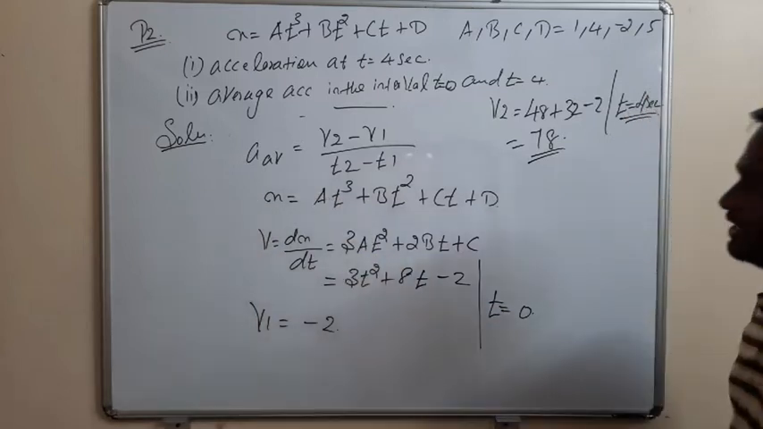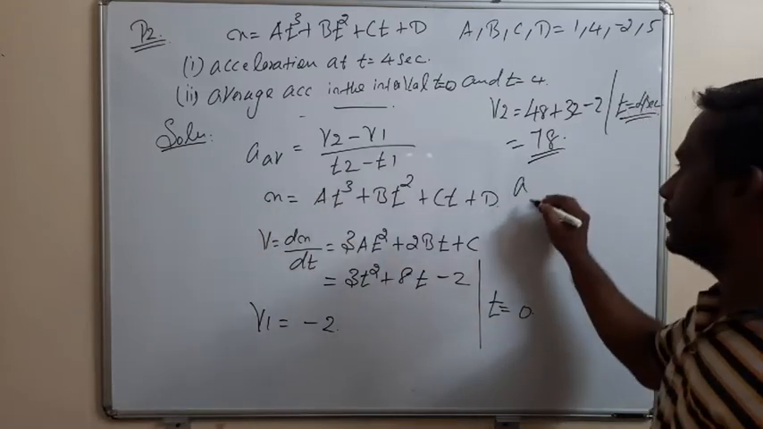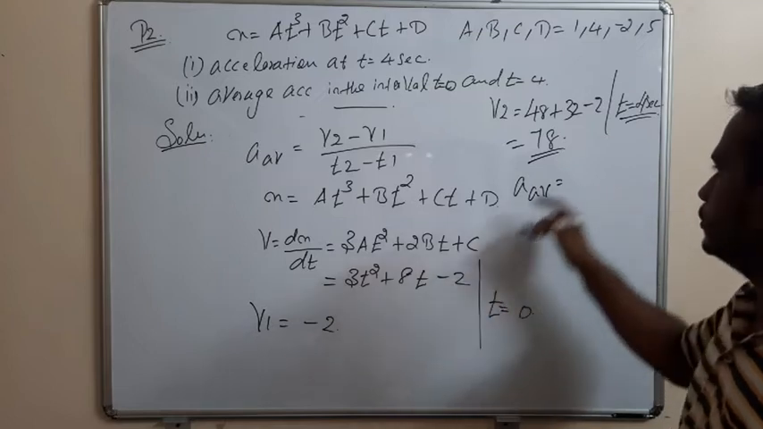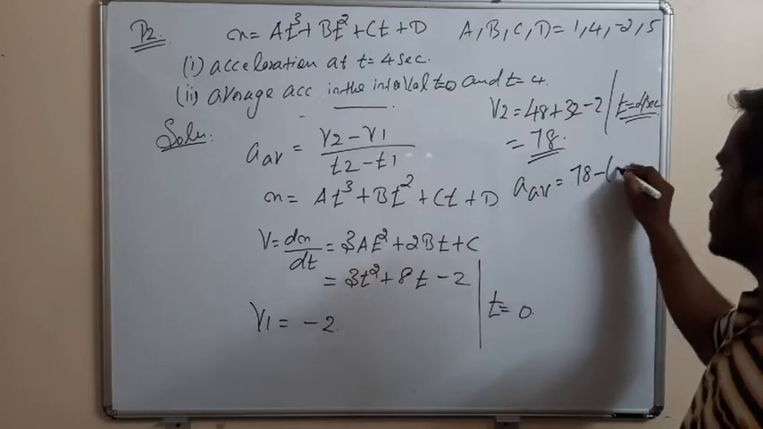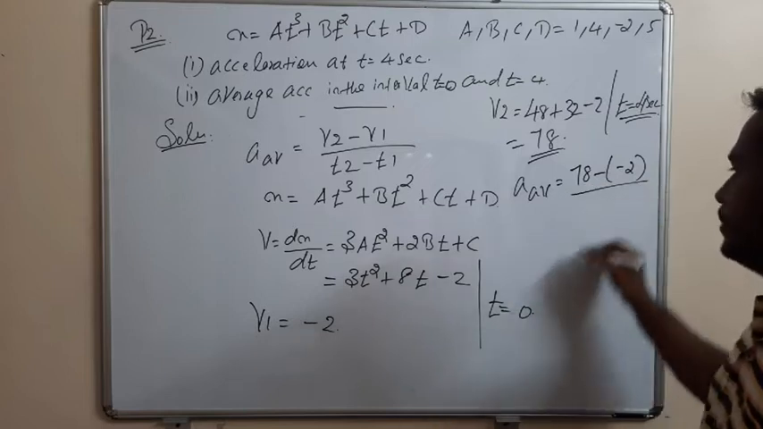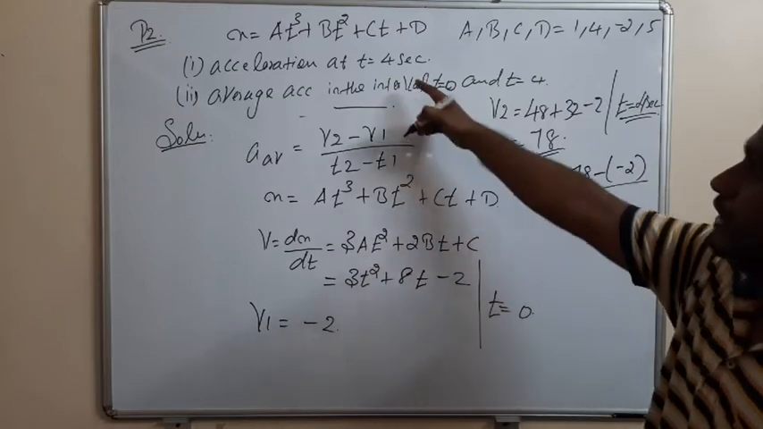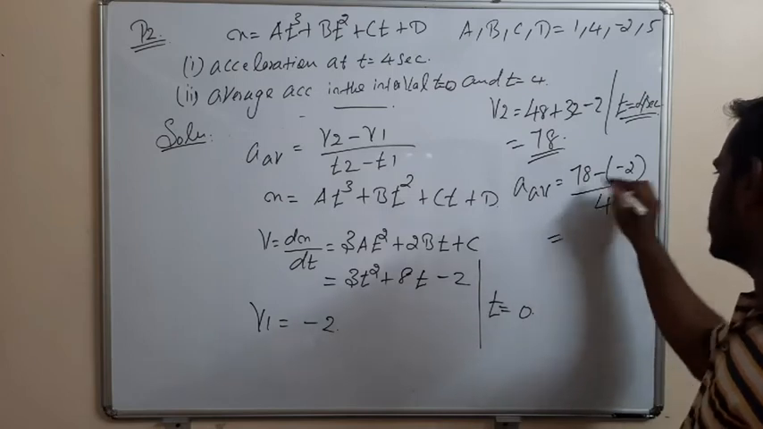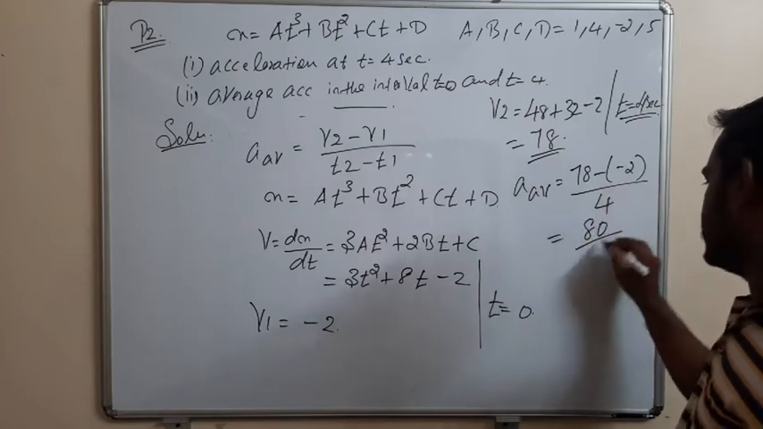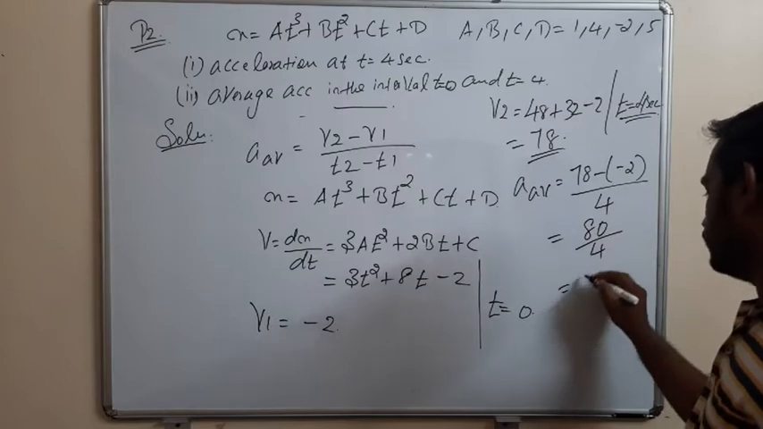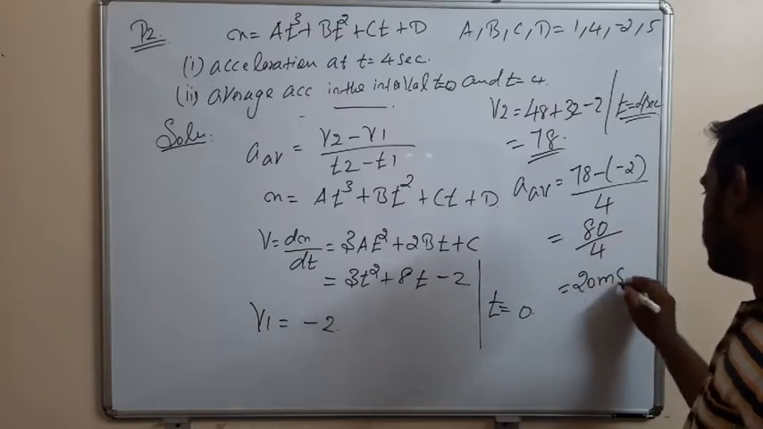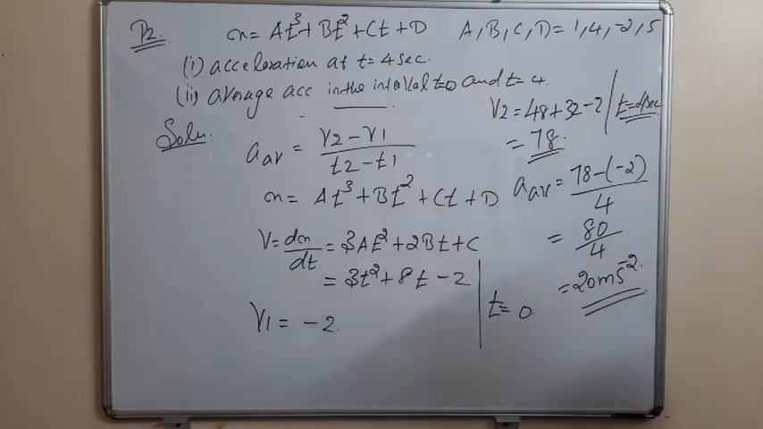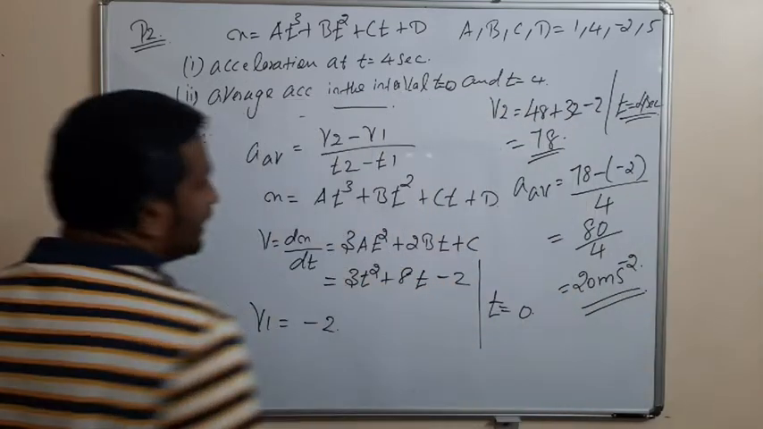So average acceleration a_av is equal to v2 minus v1, that is 78 minus of minus 2, divided by t2 minus t1, that is 4 minus 0, that is 4. So 78 plus 2, that is 80, therefore that's equal to 20 meter per second square. That is the average acceleration. Clear?